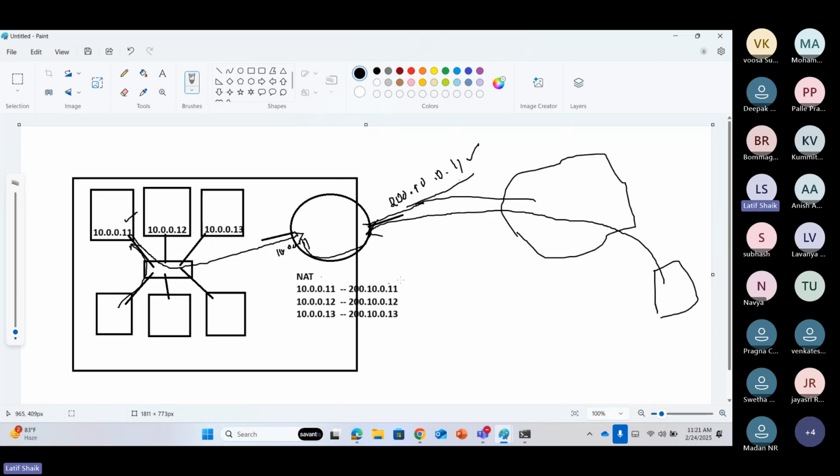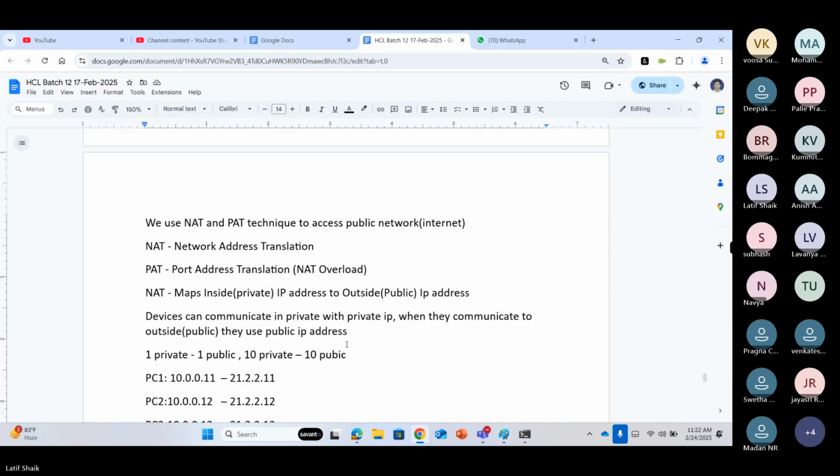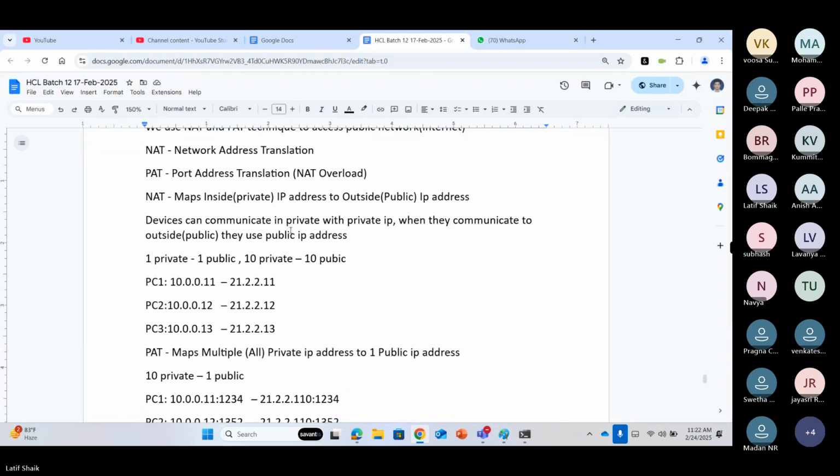This is NAT. Not only that, guys, NAT is also used for private to private communication. But in general, NAT is mainly used for private to public communication. Understand NAT? NAT translations. Yes, sir. Very good.